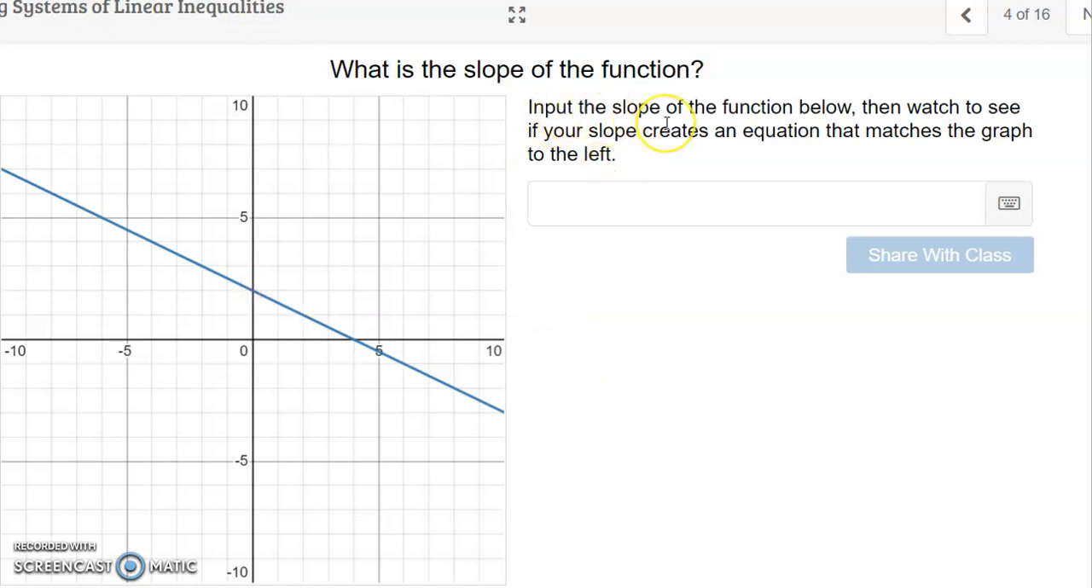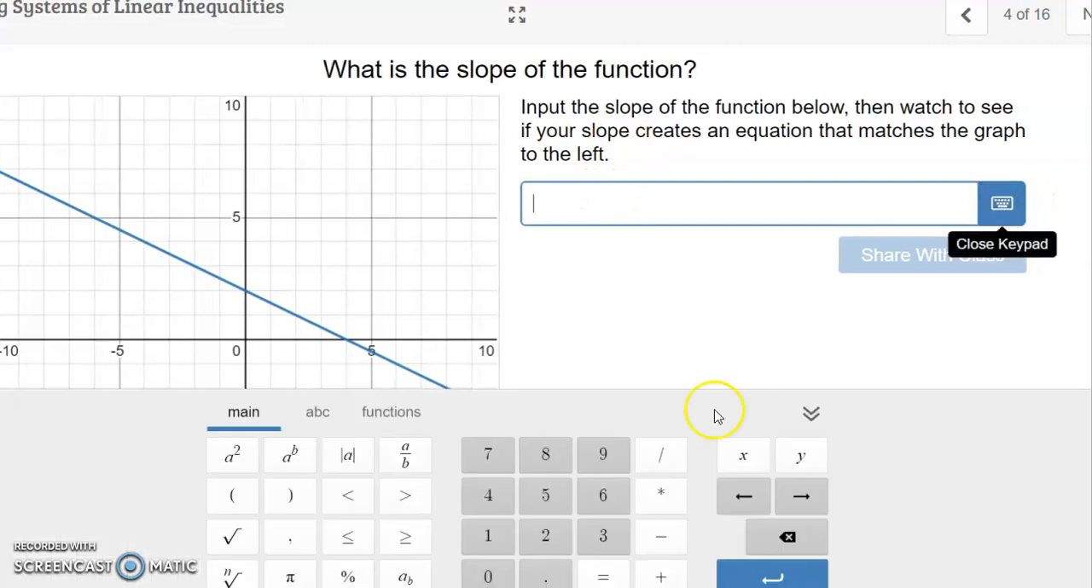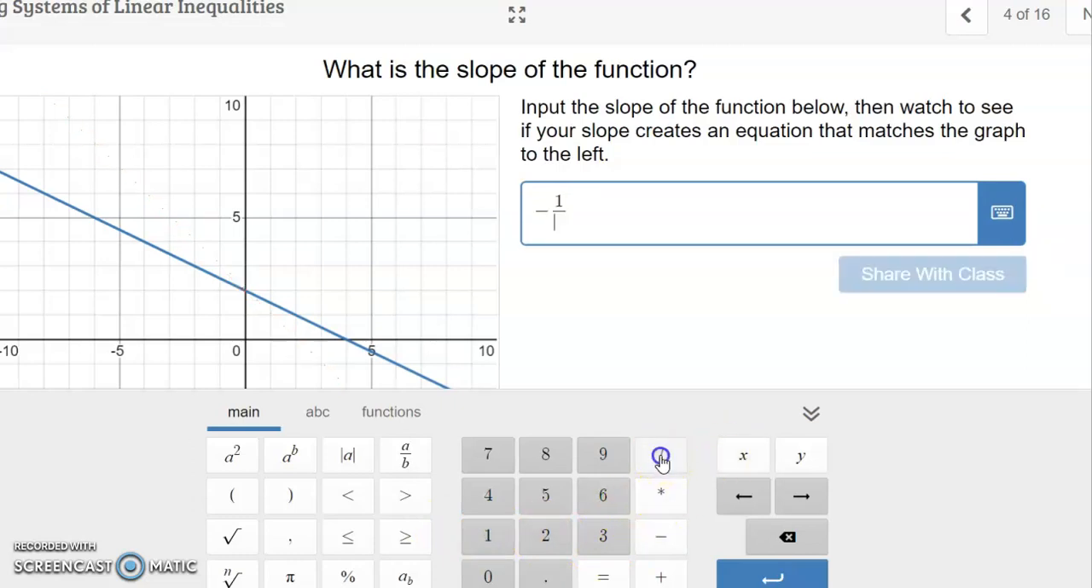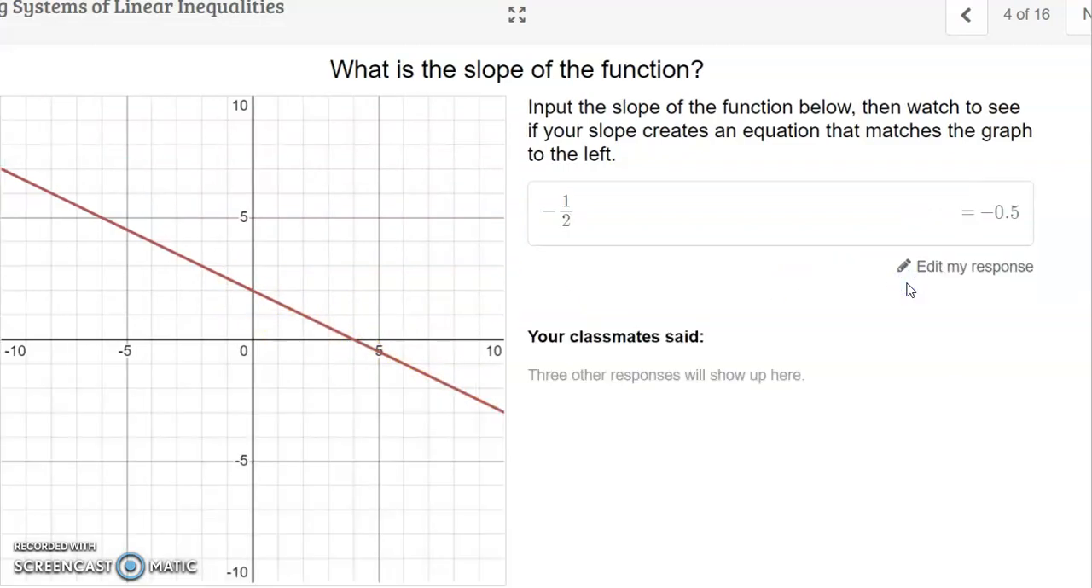Now it says input the slope of the function below, then watch to see if your slope creates an equation that matches the graph. So I'm going to do negative 1 divided by 2. And I can see that it matches the graph. Awesome. Share with class.